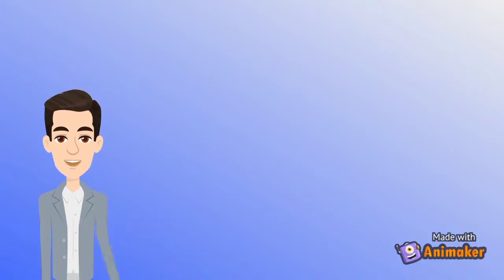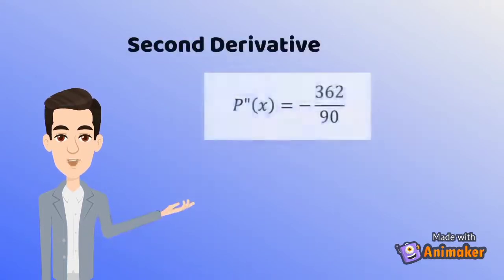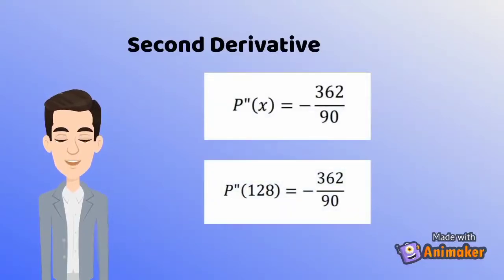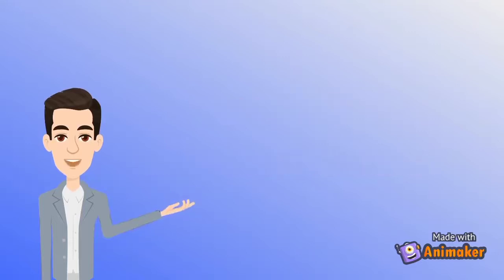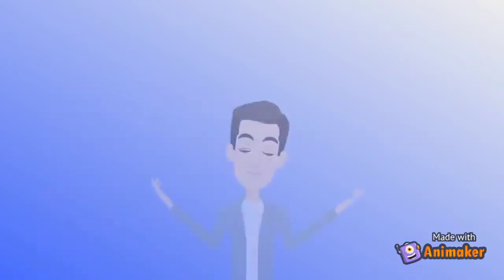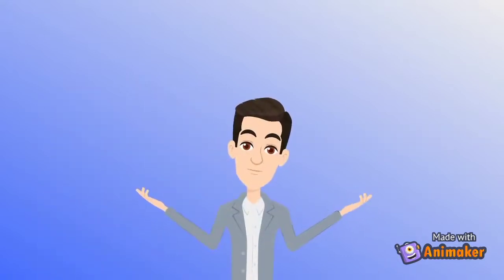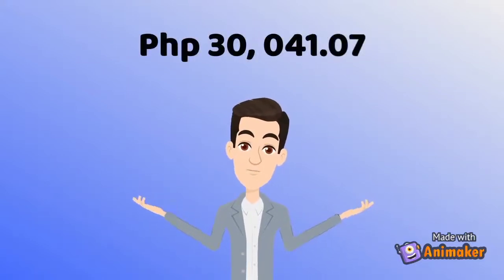Going back to the example, recall that the profit function is this. Getting its second derivative, we have this. Inputting the value of x, we have this. Thus it confirms that when x is equal to 128, the function is at maximum. Now, what does this mean? It implies that the company should produce 128 outputs to earn a maximum profit. To know how much the maximum profit will be, we can simply input the value of x into the profit function, which gives us 30,041 pesos and 7 cents.